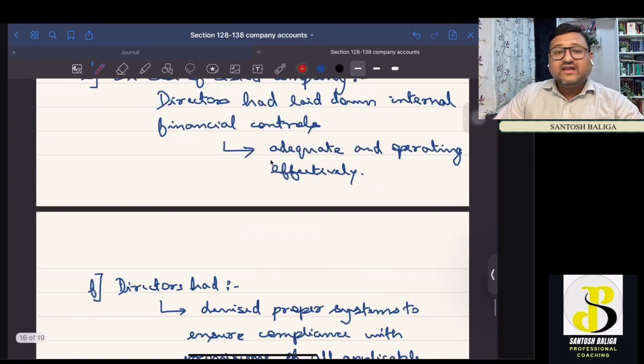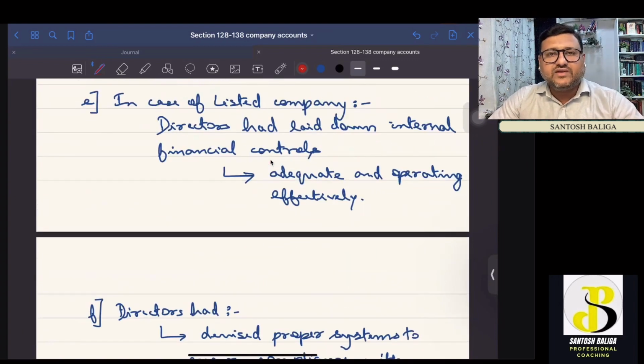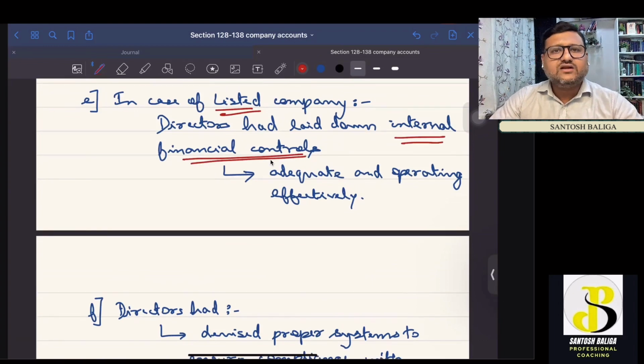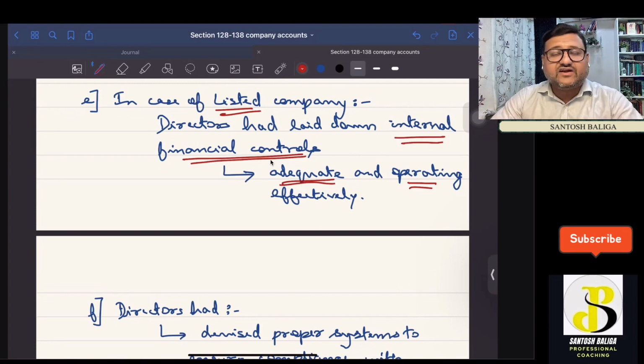Fifth point is in case the company is a listed company, then the directors had laid down financial controls, internal financial controls which are adequate and operating effectively. So, in case of listed companies, directors had laid down internal financial controls, and these controls are adequate and operating effectively. This is the responsibility that the directors are taking in this statement.